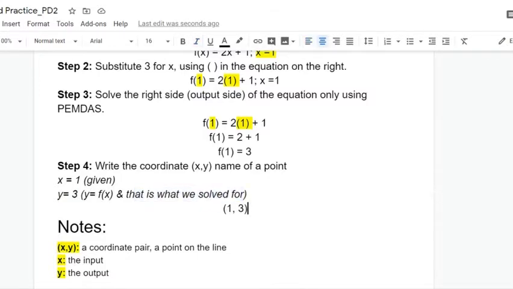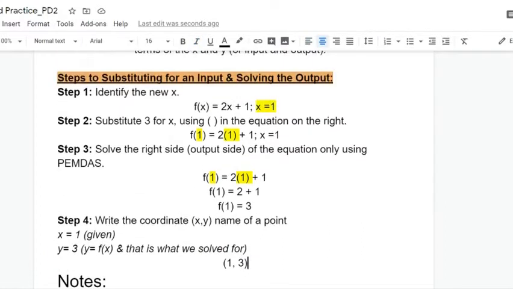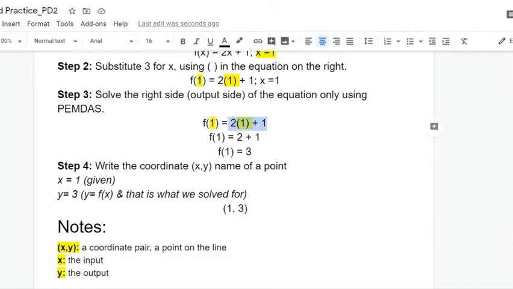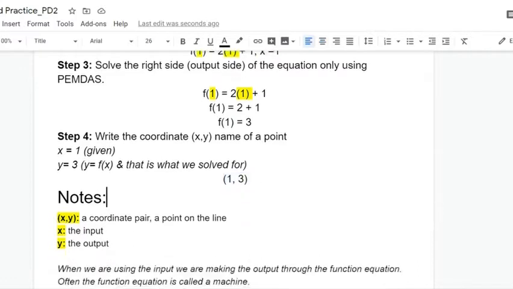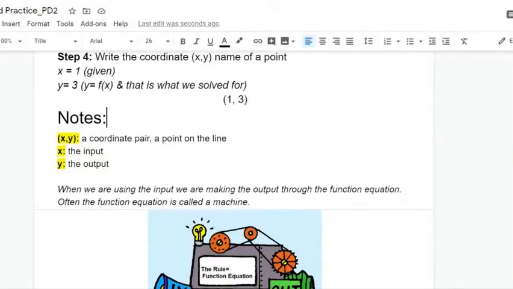So in this case, we had 1. So again, the 1 was given to us, and then we did all that work on the right-hand side to find out what the f of 1 is, so the function of the 1, or the y to this x, and this is what it was, f of 1 equals 3. So let's go through our notes, because that's really what it's talking about. So x, y is a coordinate pair, or point of a line. The x is the input, the y is the output, and the other name for the y is f of x.